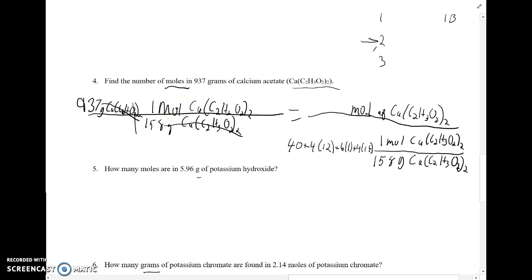And now all I have to do is enter that into my calculator. 937 divided by 158, and that equals 5.93 moles of calcium acetate.